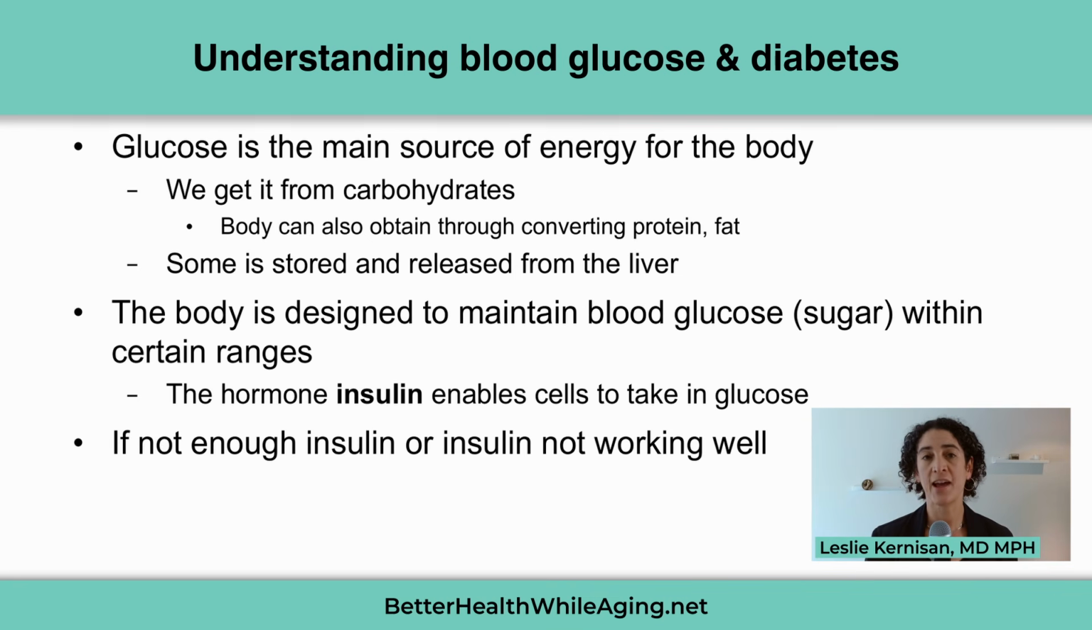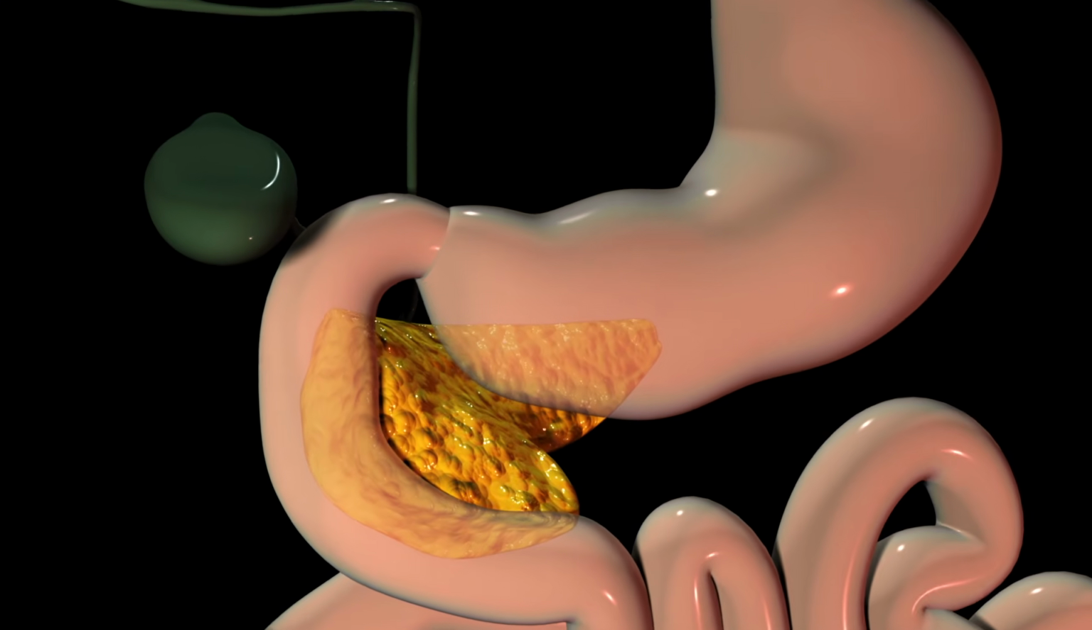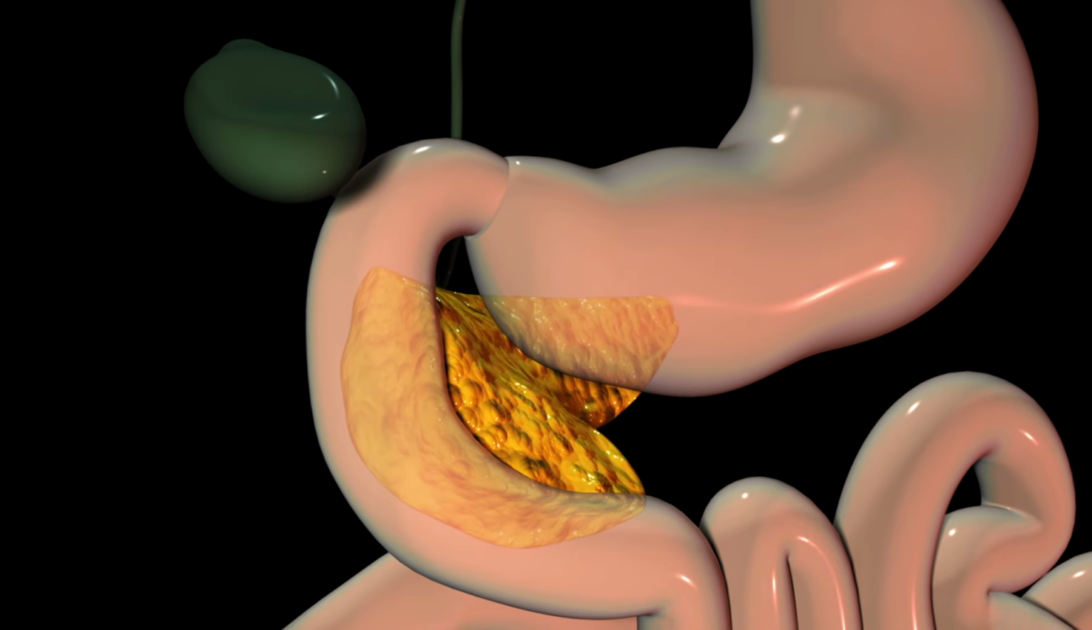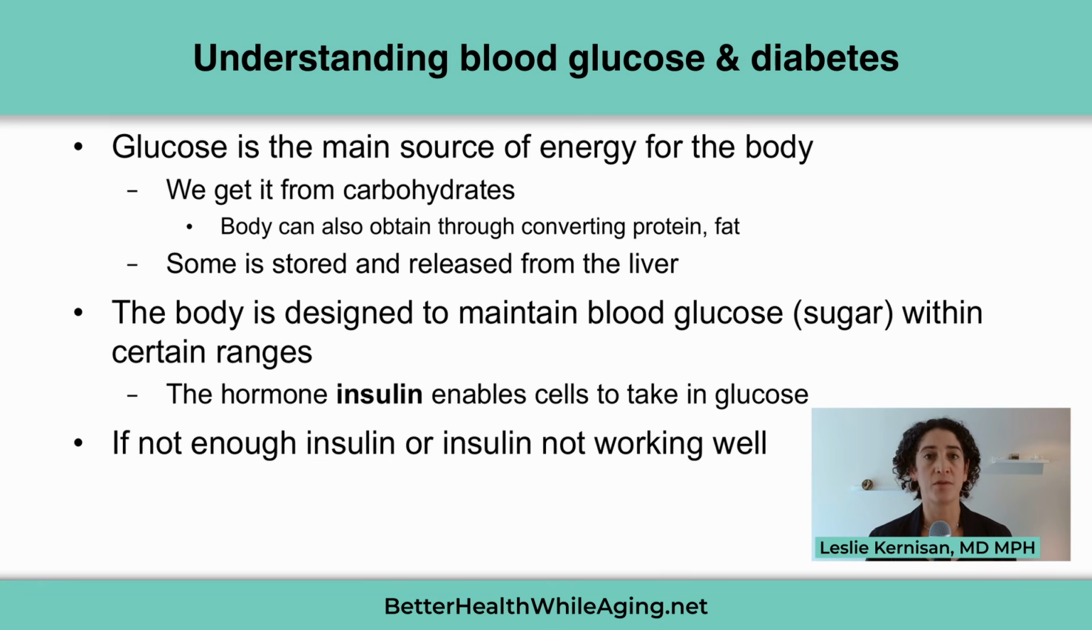So what can happen is sometimes people either don't have enough insulin in their body. There's a part of the body that produces insulin actually, naturally. There's special cells embedded within the pancreas that produce insulin. So sometimes those cells are damaged or not working well. They're not producing enough insulin. Or sometimes your body's cells stop responding to the insulin as easily as they used to.